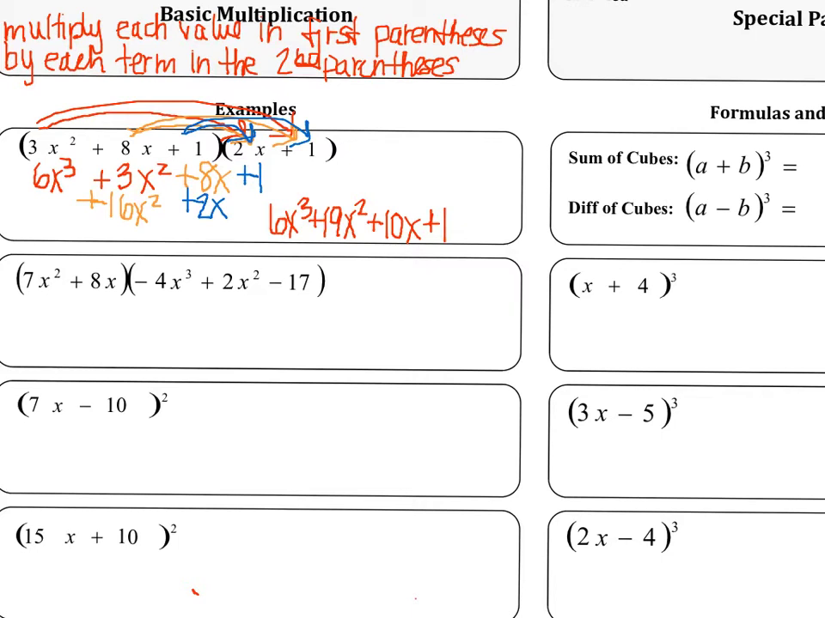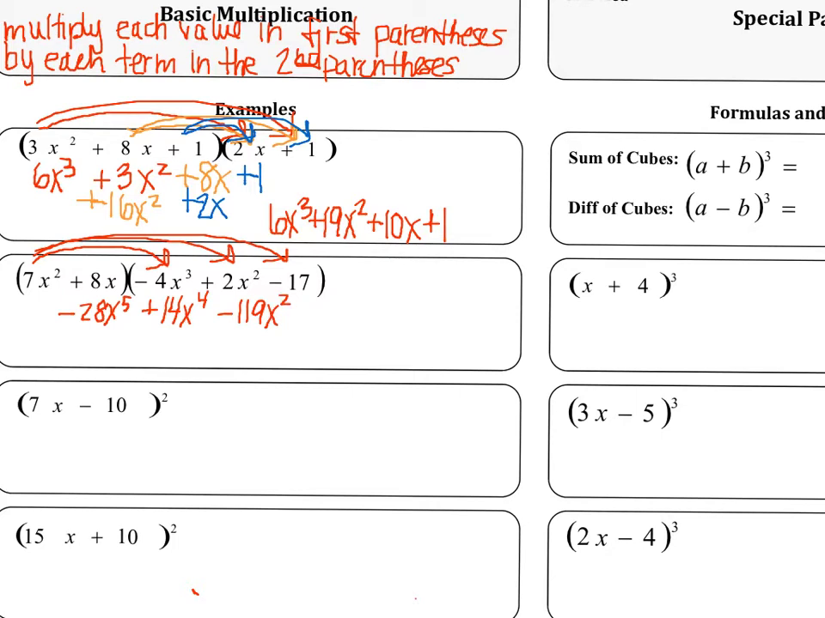So let's do that with the second one here. Let's take our 7x squared and give it to everything. 7x squared times a negative 4x to the third is negative 28x to the fifth. We add our exponents there. 7x squared times 2x squared is plus 14x to the fourth. 7x squared times a negative 17 is minus 119x to the second power.